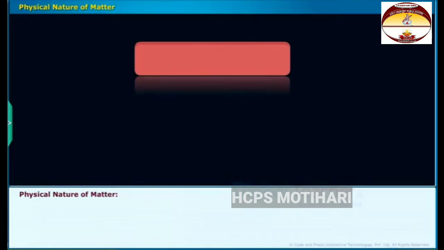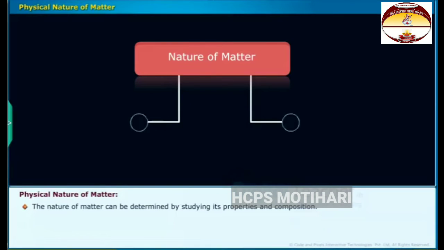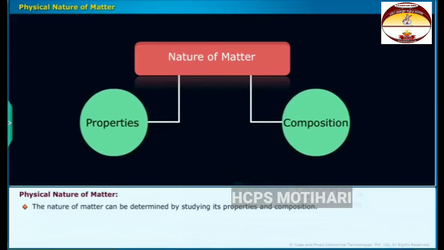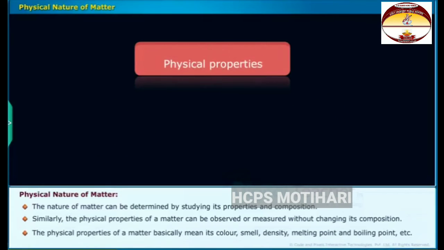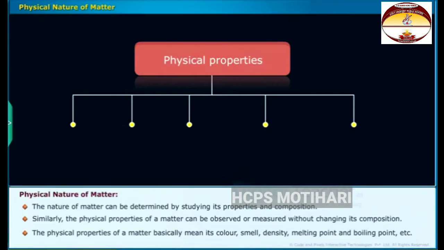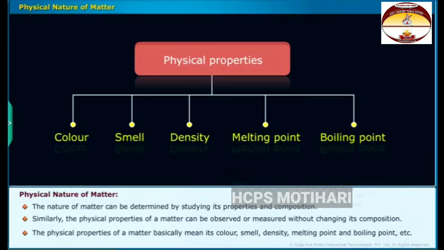Let us study about the physical nature of matter. The nature of matter can be determined by studying its properties and composition. Similarly, the physical properties of a matter can be observed or measured without changing its composition. The physical properties of a matter basically mean its color, smell, density, melting point and boiling point, etc.